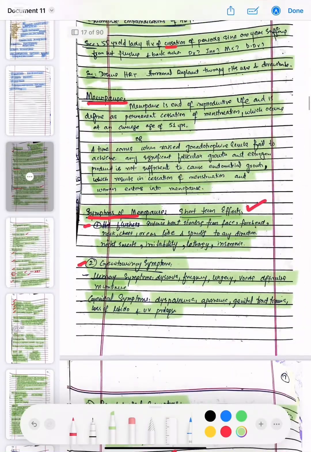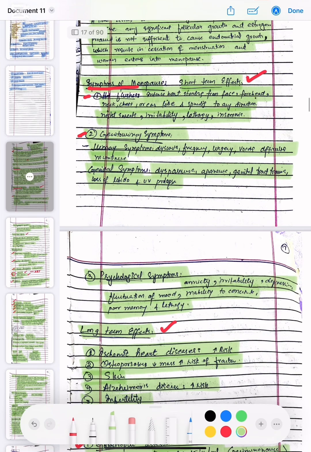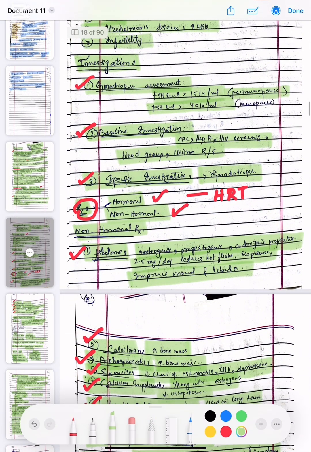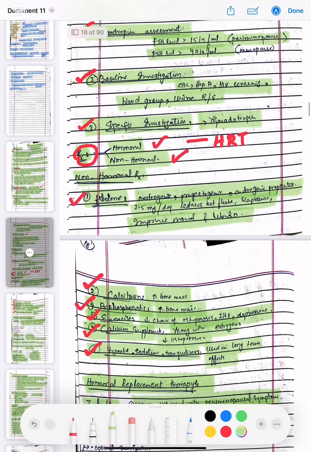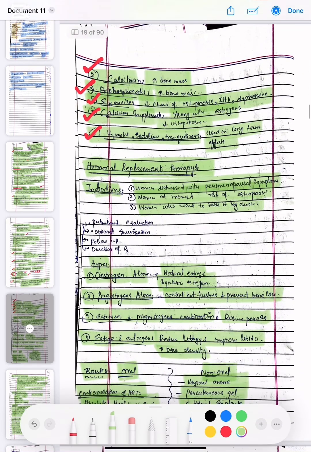Okay, so we have discussed the topic menopause: the definition, the symptoms, the long-term effects and short-term effects, and the investigation options that are done. Then we have discussed the treatment options, which are both non-hormonal and hormonal. The non-hormonal are tibolone, calcitonin, bisphosphonates, exercise, calcium supplements, hypnotics and sedatives, and tranquilizers. In hormonal therapy, we first discussed its indications: women distressed with perimenopausal symptoms, women at increased risk of osteoporosis, and women who want to take it by choice.